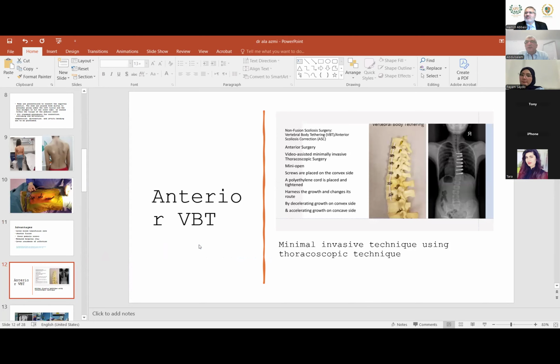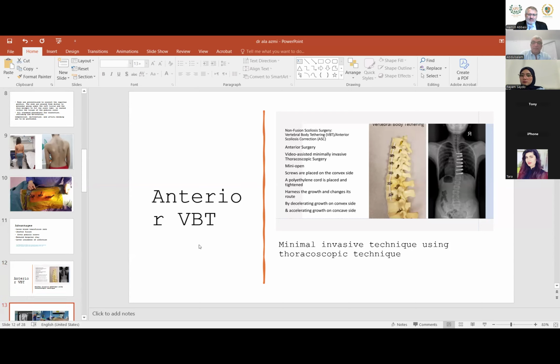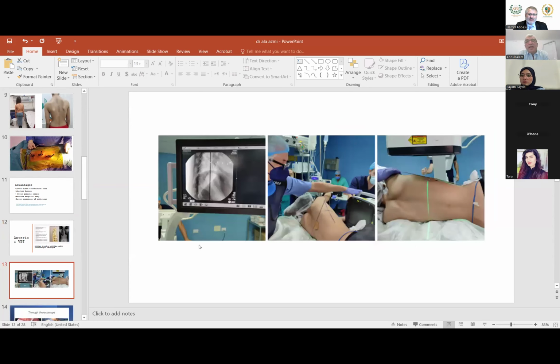There is also the thing that is going on these days, within the past 5 years. A lot is talked about the anterior VBT. Anterior VBT is a non-fusion technique, but it's also for adolescent idiopathic scoliosis. And when you do the thoracic, you do it with the thoracoscope. It's a limited, some sort of minimally invasive technique. And this is actually the first case that we have done in Palestine with anterior VBT. It's for a thoracic curve.